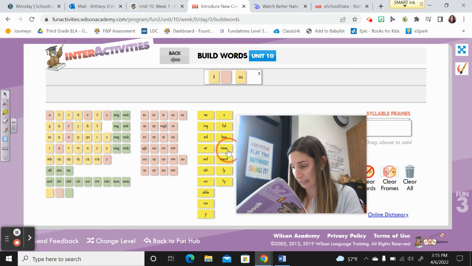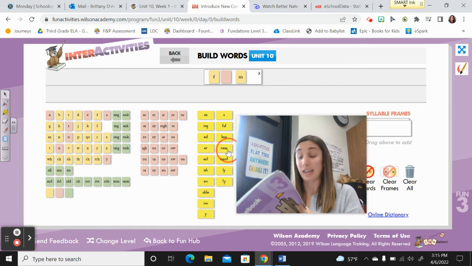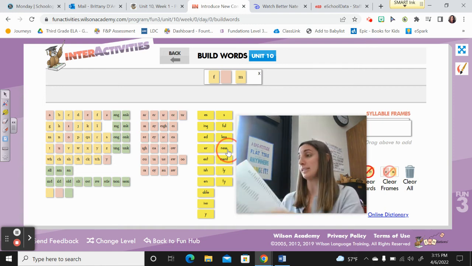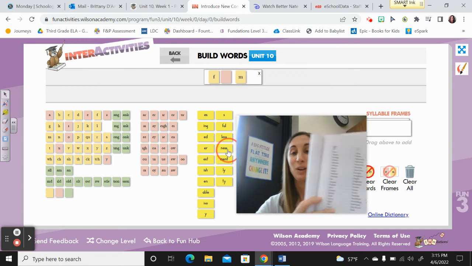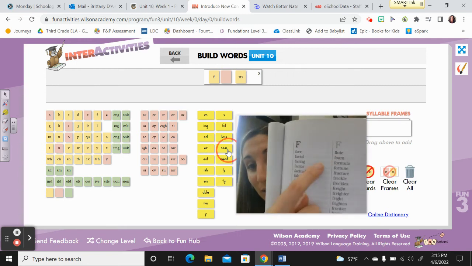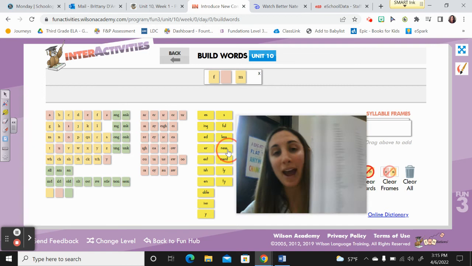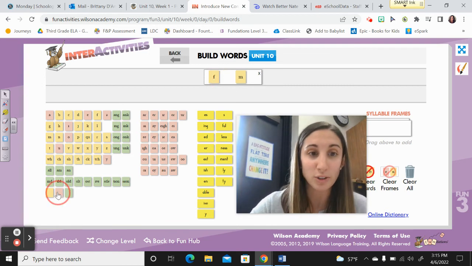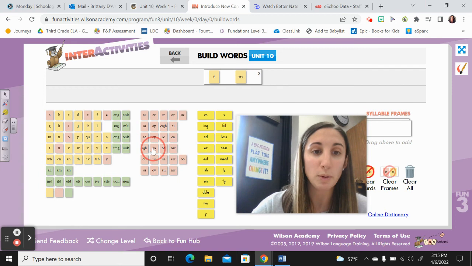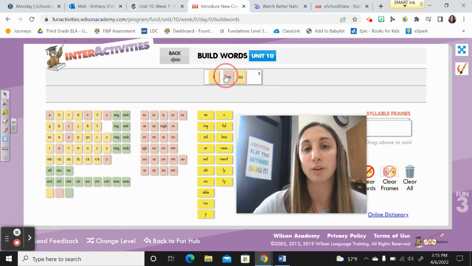F. Oh, it's in there on page 47 in the second column. Do you see it? What's making the O sound, everybody? O-A. So now that I know my spelling option, it's not a mystery anymore, I can go ahead and put O-A boat O there for foam.